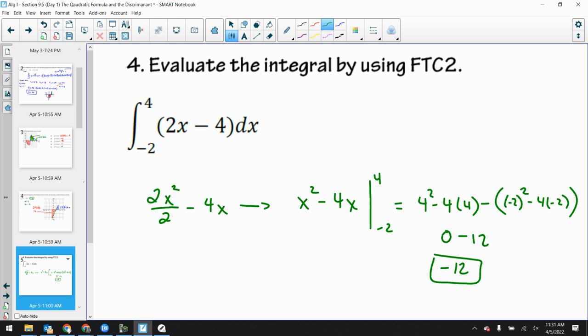No, you plug both. You plug 4 in as f of b, and then you plug in negative 2 for f of a. I took this, and then I took this. So you're using the antiderivative for both. Yep, got it. Just like the antiderivative. We good there? Questions there? And you know, if you get different numbers, something's wrong.